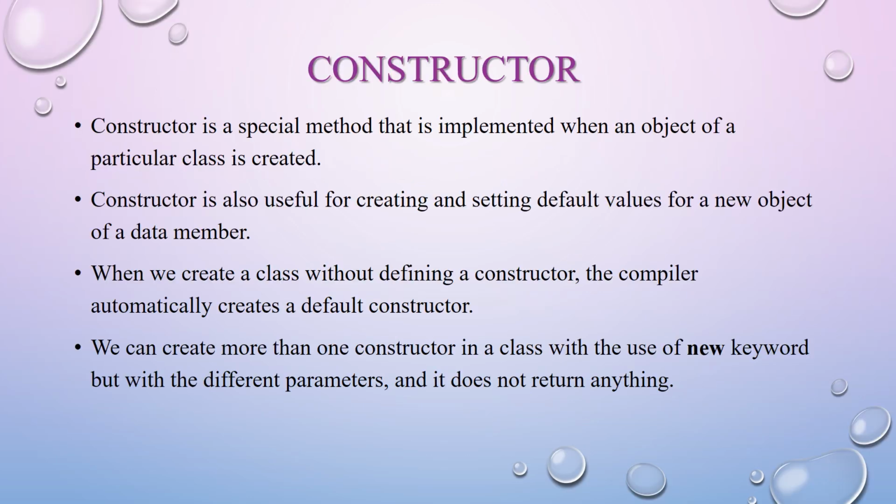In the slide, we can see what a constructor is. It is a special method that is executed when an object of a particular class is created. It is also useful for setting default values for the data members of a new object. When we create a class without defining a constructor, the compiler will automatically create a default constructor. We can create more than one constructor in a class with the use of the New keyword, but with different parameters, and it does not return anything.